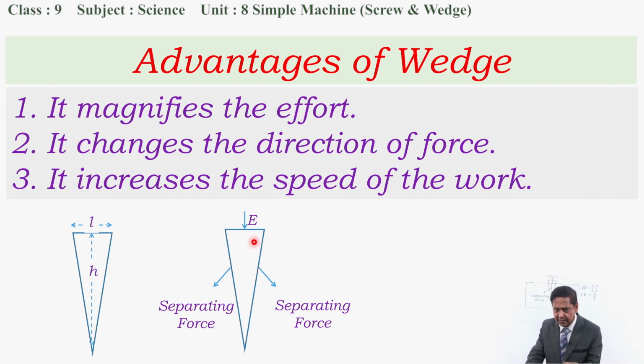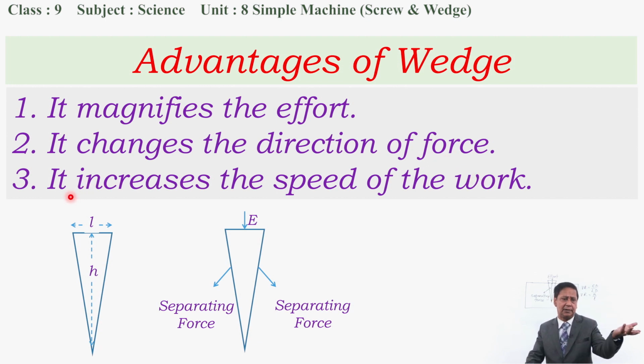Now have you noticed this? Effort is applied in the vertically downward direction, but the same effort is converted into a strong separating force in another direction. That's why we can say that this machine changes the direction of force, because force is applied in downward direction, but now it is acting at an angle to cut the object. That's why this simple machine, that is wedge, can change the direction of force.